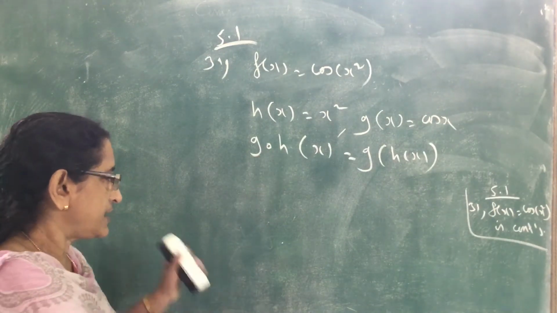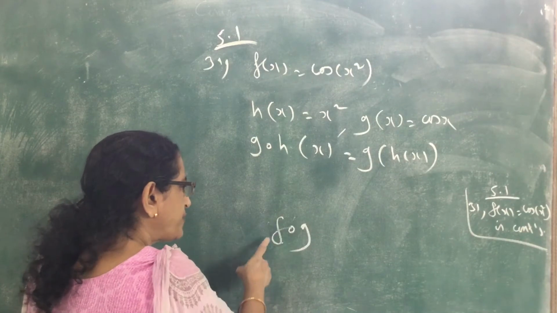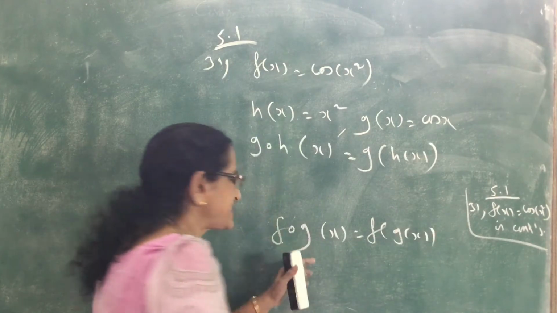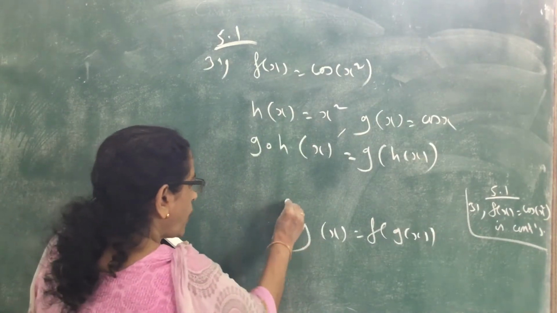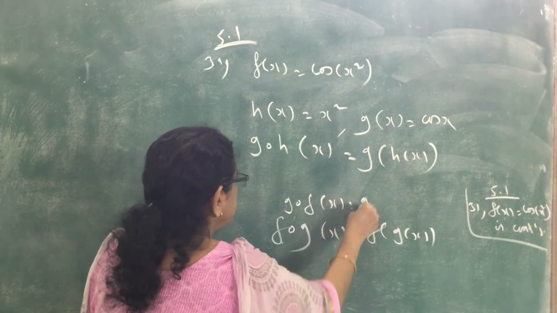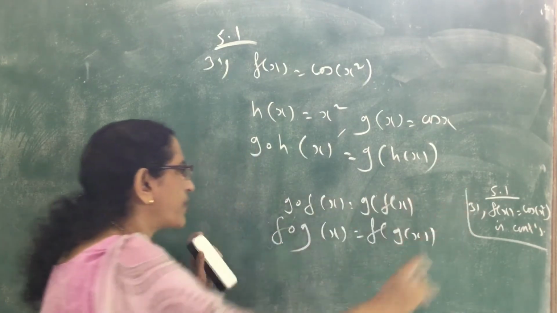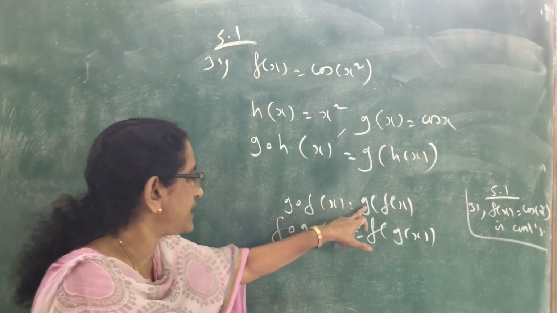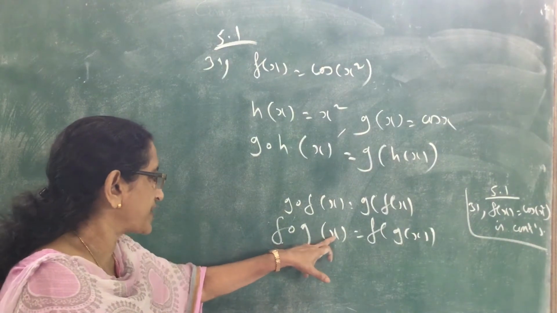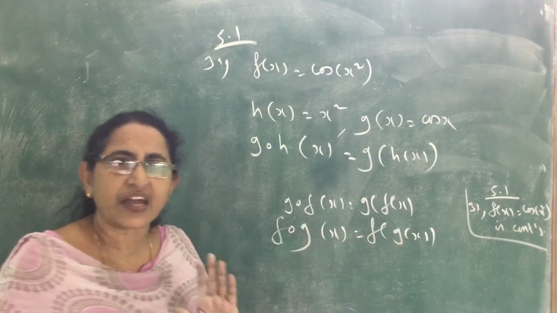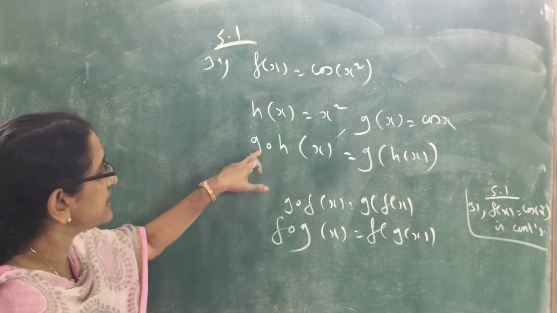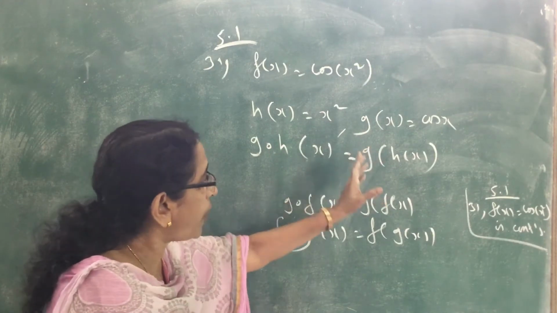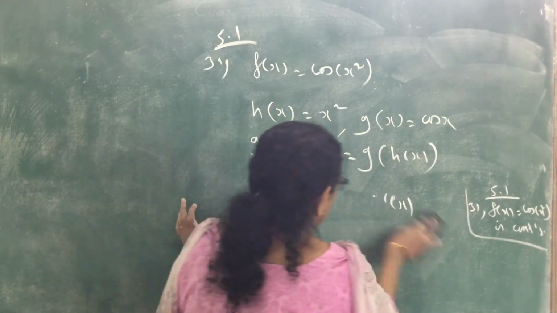See another example. f composite g. How do we define f composite g? f composite g of x equal to f of g of x. That is the definition of composition. Like that, g composite f of x equal to g of f of x. Just in the same order, just replace this composition by bracket. g bracket f of x, f bracket g of x, like that. That's the definition of composition of functions. So here g composite h of x, that is g bracket, instead of this composition write bracket, g of h of x. That is the definition of composition of functions.